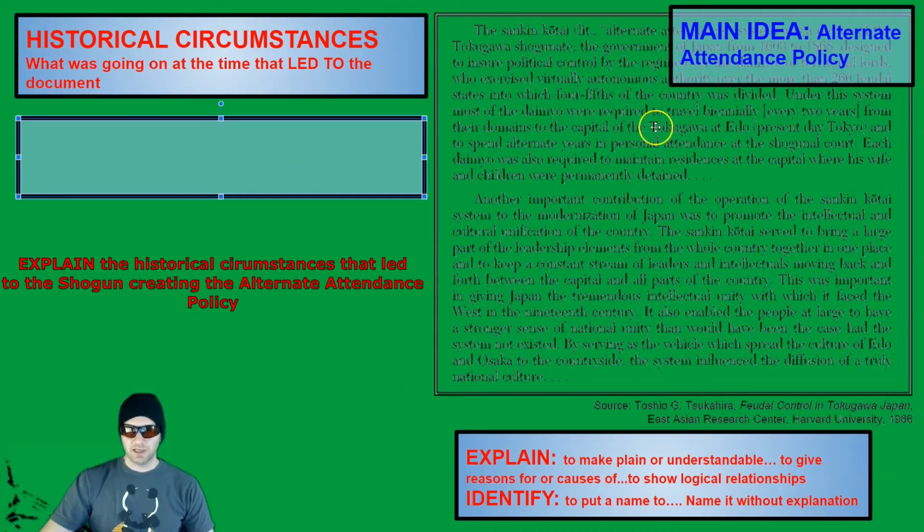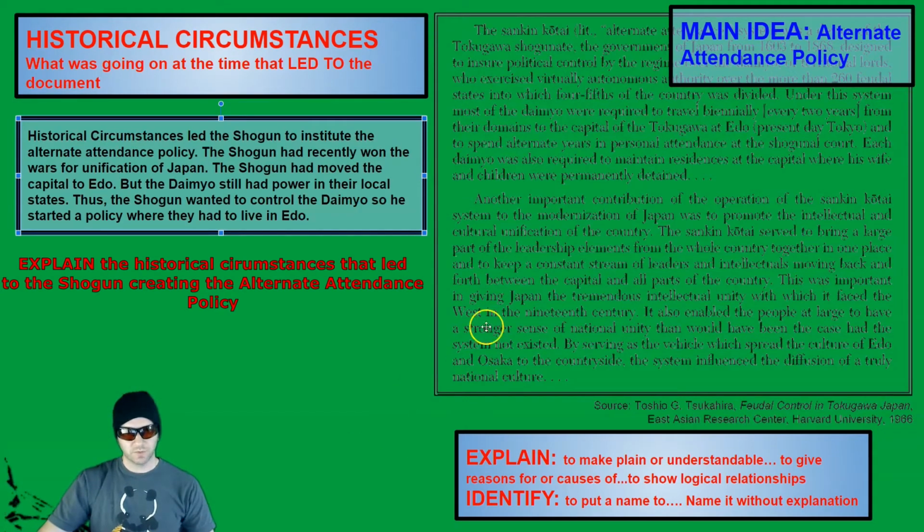Now, typically, our answer is not in the document. What was going on at the time that caused the shogun to do this alternate attendance policy? Historical circumstances led the shogun to institute the alternate attendance policy. The shogun had recently won the wars for unification of Japan. The shogun had moved the capital to Edo, but the daimyo still had power in their local states. Thus, the shogun wanted to control the daimyo, so he started a policy where they had to live in Edo.